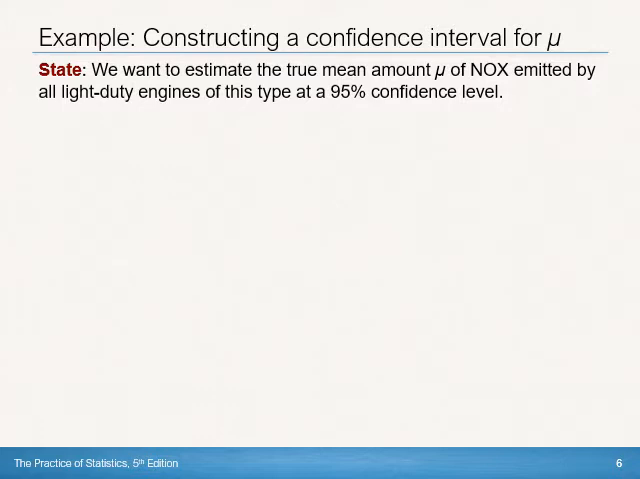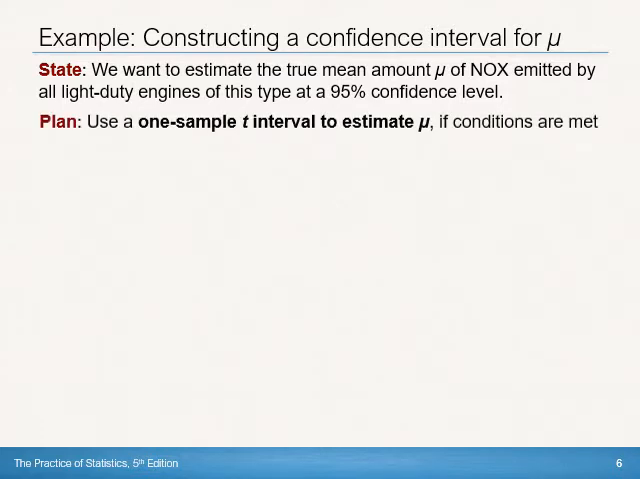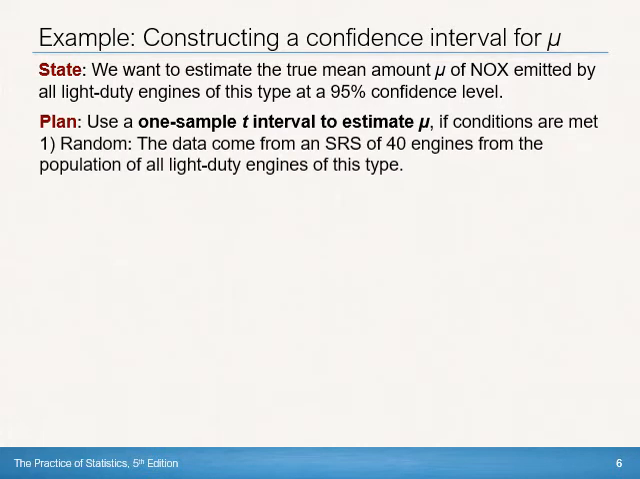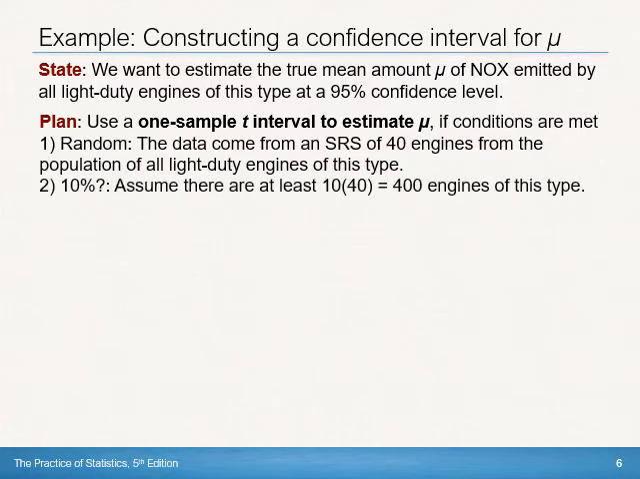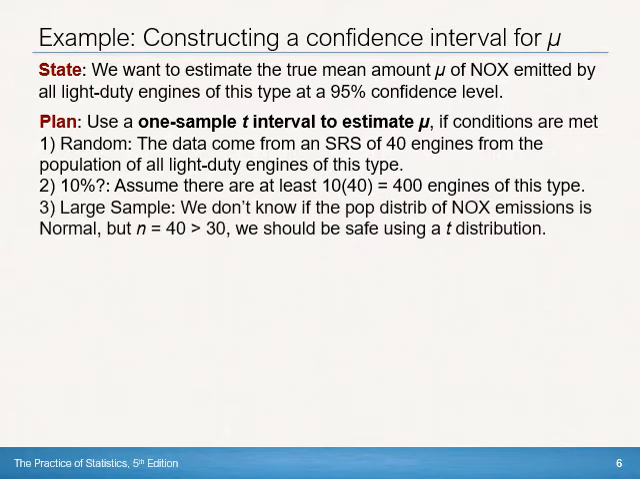The next thing we talk about is the plan. So what are we going to do to estimate this mean amount of nitrogen oxide? We are going to do a one sample t interval for mu, assuming conditions are met. Again, this is our second of many inference procedures, a one sample t interval for mean. The conditions that we're going to check here are the randomization. We randomly selected the 40 engines. The 10%: we can assume there's more than 400 engines of this type.